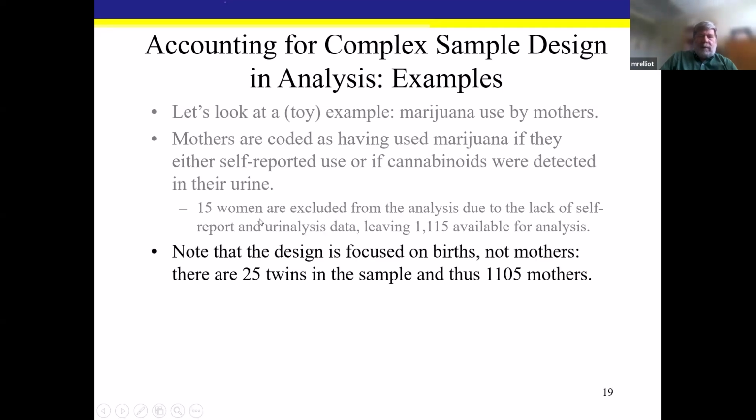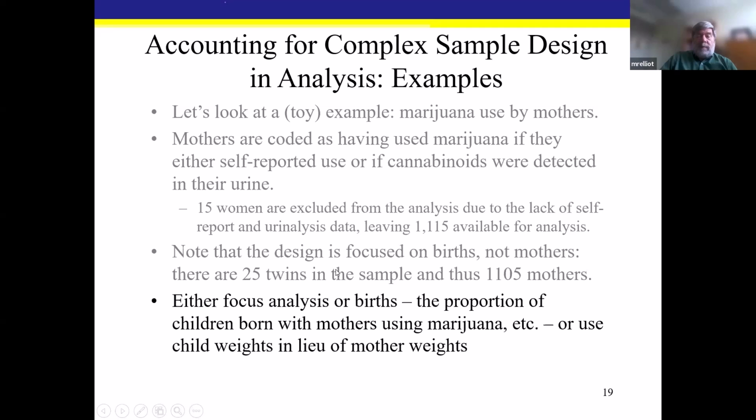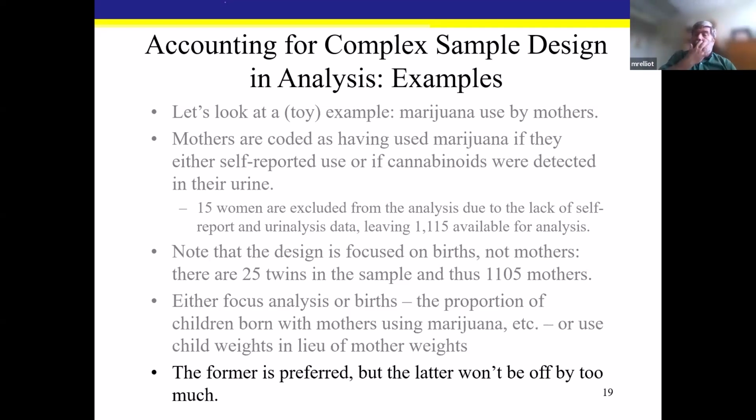I think in this case, all of the women here were singleton births. But this is a nice point to note: the design is focused on births, not mothers. There are 25 twins in the sample, so we have 1,105 mothers, 25 twin births. So I guess 50 twins. We can either focus the analysis on births, so children, the proportion born to mothers using marijuana, et cetera, or use the child weights in lieu of the mother weights if you want to do a mother-level analysis. I think the former is preferred, but the latter won't be off by too much. So I'm going to try to do that here.